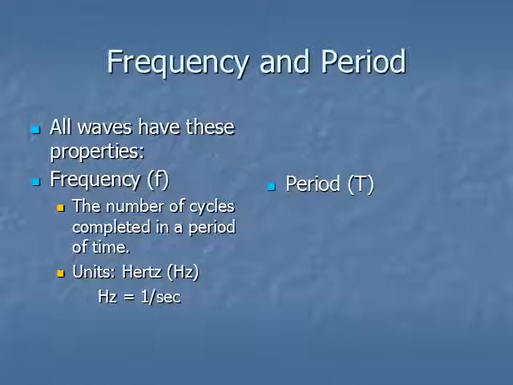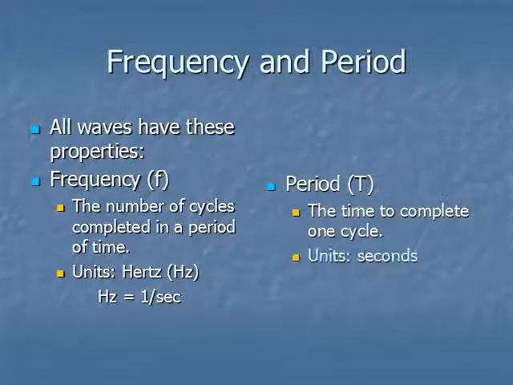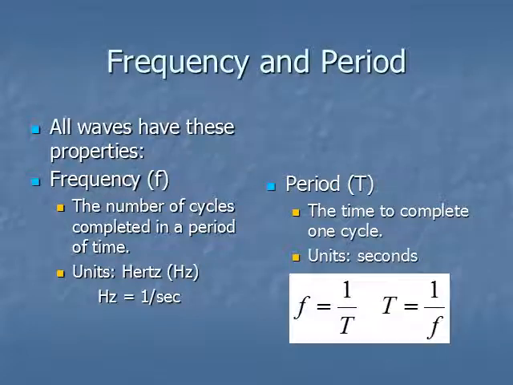Then there's the period, and period is the time it takes to complete one cycle. So they're sort of the opposite of each other. Frequency asks how many times something happens within an amount of time. The period asks how much time it takes for one thing to happen. Its units are seconds, and there are two equations that connect them. You can see that frequency is 1 over the period, and period is 1 over the frequency. So these things are inverses of each other.